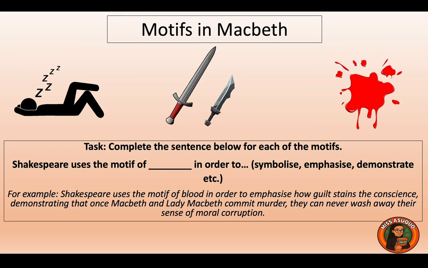So why don't you have a go at analysing the use of motifs in Macbeth yourself by completing the sentence below for each of these motifs. Shakespeare uses the motif of X in order to Y. For example, Shakespeare uses the motif of blood in order to emphasise how guilt stains the conscience, demonstrating that once Macbeth and Lady Macbeth commit murder, they can never wash away their sense of moral corruption.